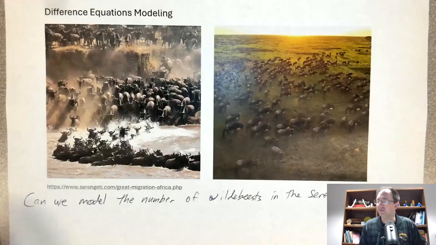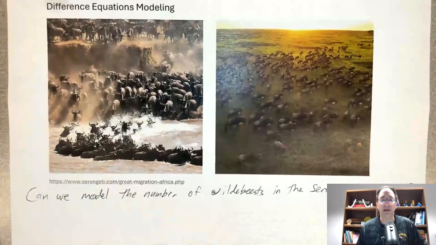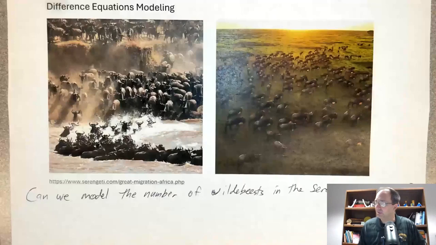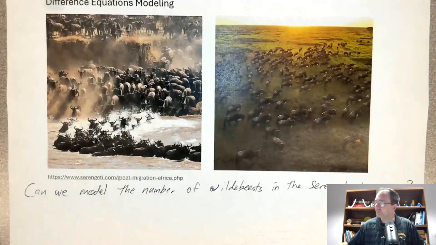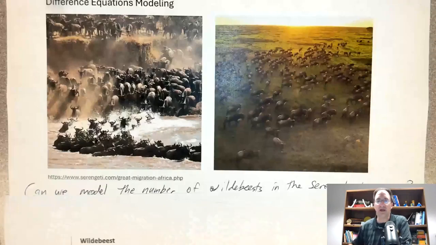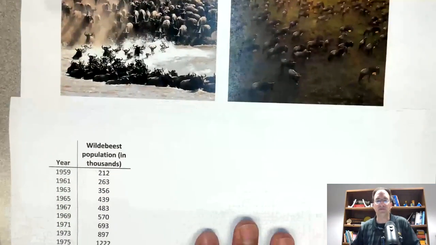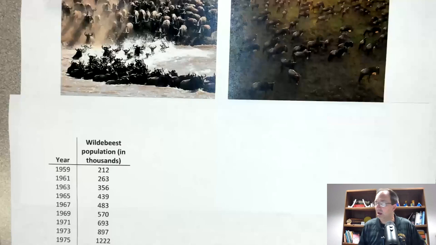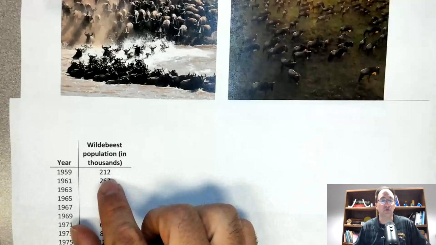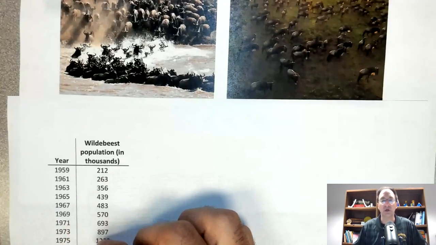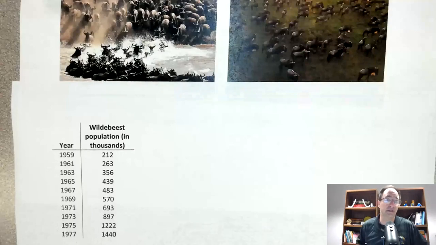Another example of a real-world question where difference equations modeling is helpful is population growth. The example we're going to look at first is the wildebeest in the Serengeti. The question is, can we model the number of wildebeest in the Serengeti by year? Here's some data to give you an idea. It goes back to 1959, and we can see that year there were 212,000 wildebeest, and it's only gone up since then, at least up to 1977.